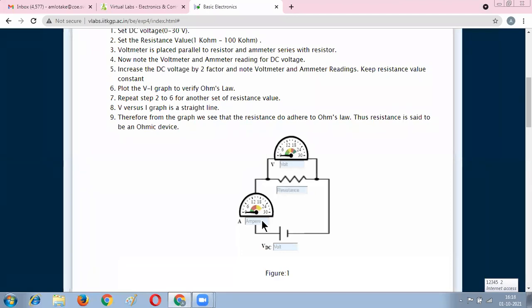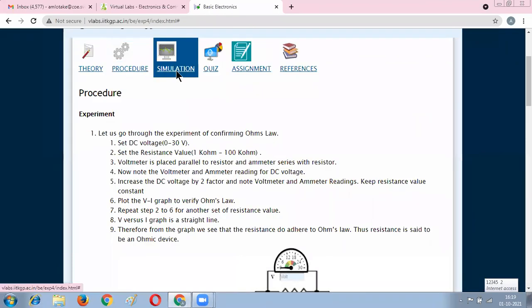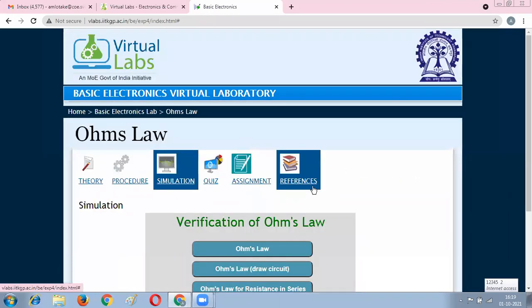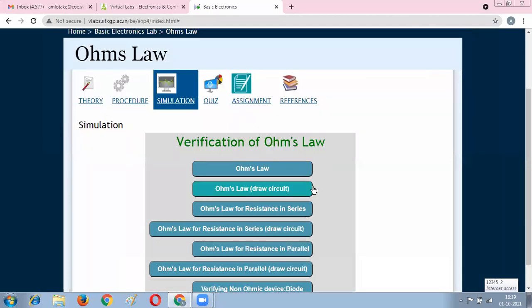Okay, and then you are going to verify how the voltage and current vary, that is, V will be directly proportional to the current. So that we are going to see by the simulation process. So in the simulation tab, we are going to first go for what? Ohm's law.